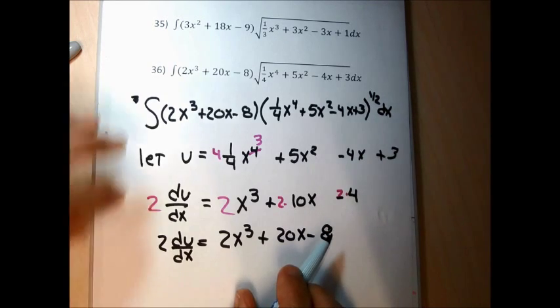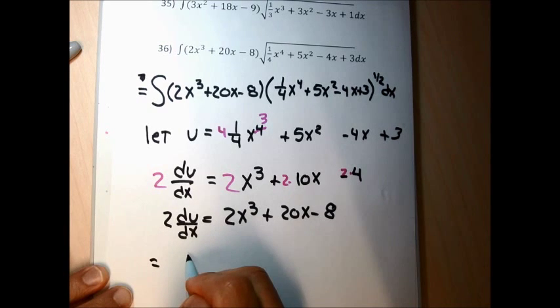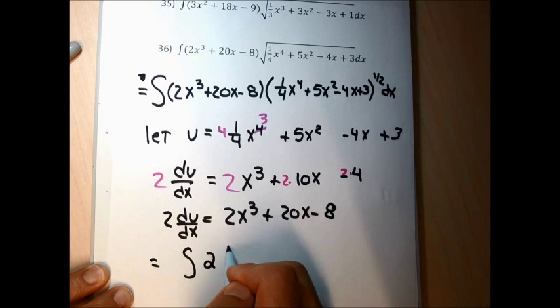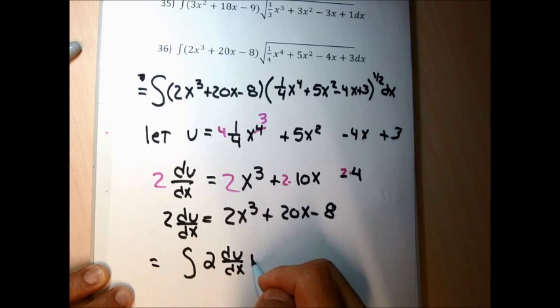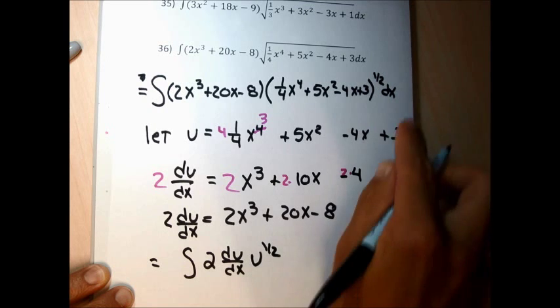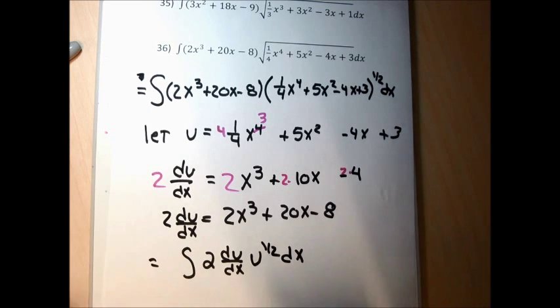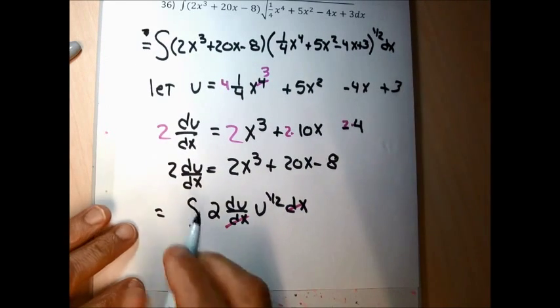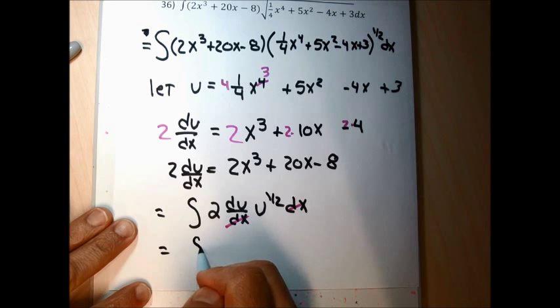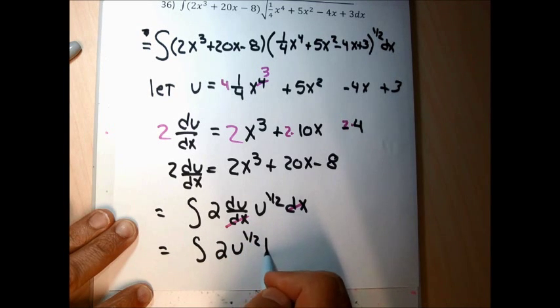And now I can substitute. So for this parentheses, I'm going to put a 2 du/dx. And for that parentheses, I'm going to put a u. And I'm going to leave this dx. Just like in every problem, the dx's are going to cancel. And now I have something that's easier to integrate. So this is going to be 2 u to the 1/2 du.